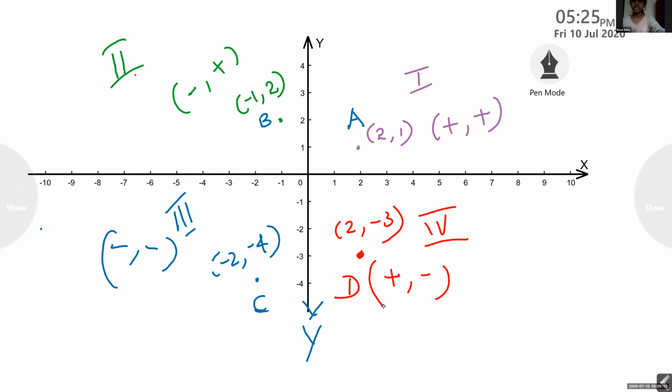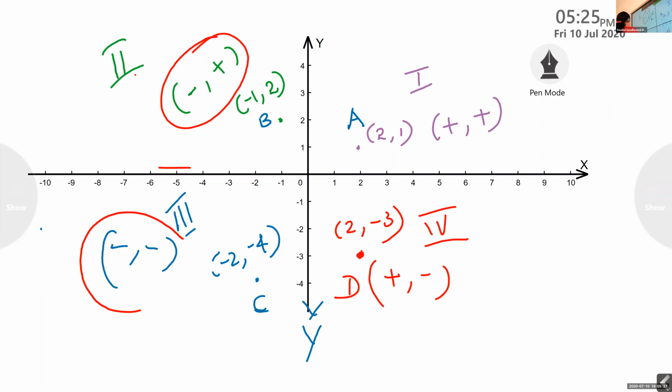-1 and... Negative and? Positive. Negative and positive, because you can look at the axis and find out. Now, what about the third quadrant's points? Meghna? Negative and negative.